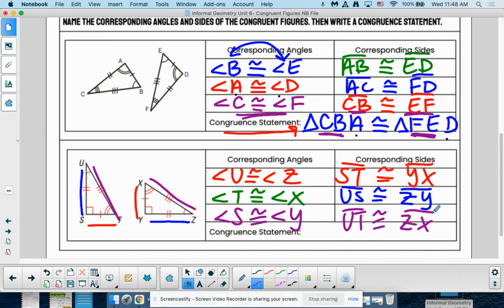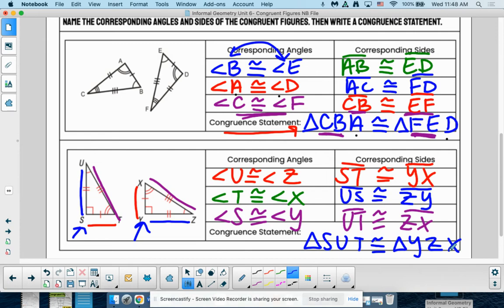Perfect. And now again, we can write our congruent statement. So we're going to have triangle. Doesn't matter where you start. Let's start with the right angle. So I'm going to do SUT. Now we just have to match it. What matches S on my other triangle? Well, Y does. What matches U? Z. And what matches T would be X. So there we go.